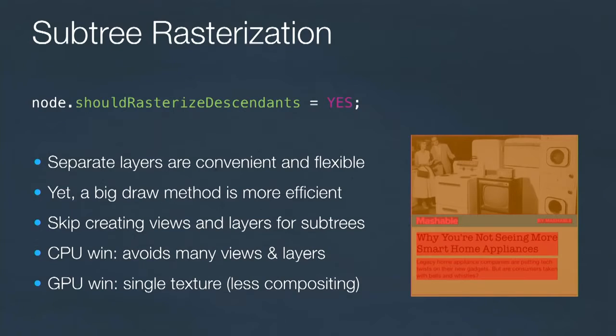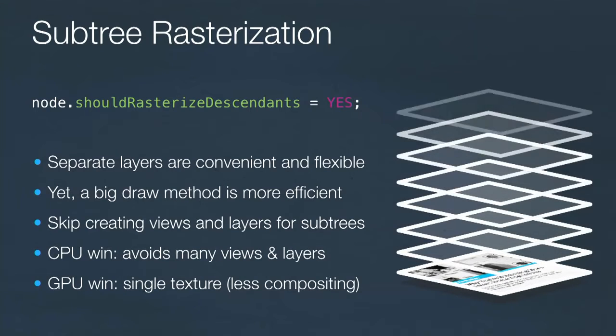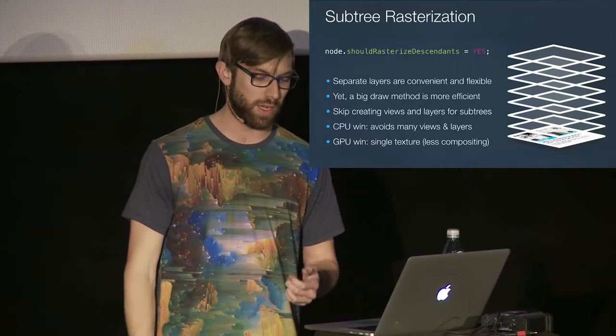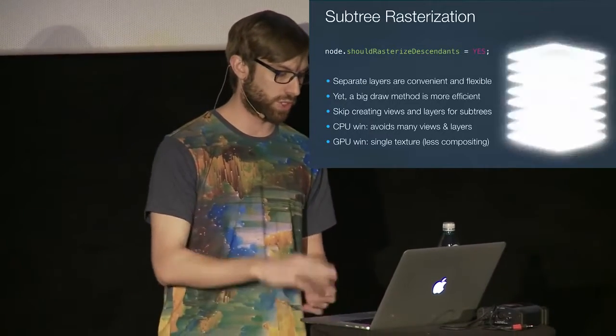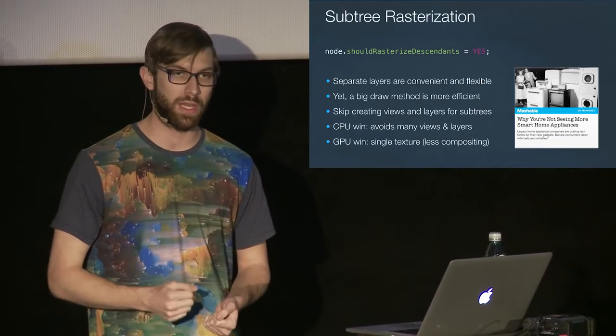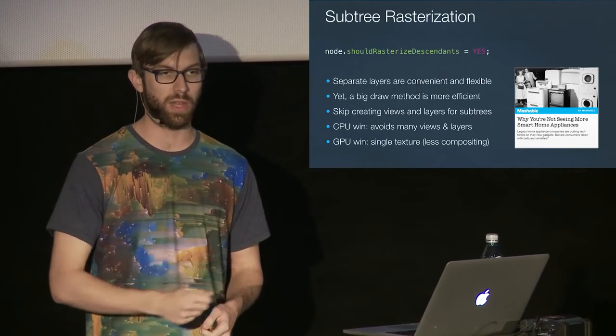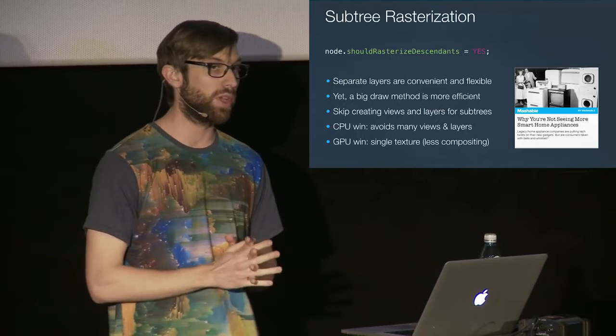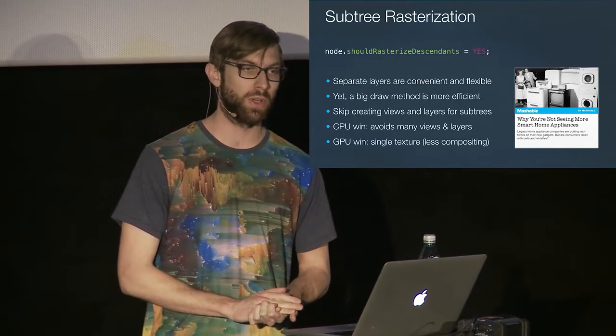Another is subtree rasterization. There are a bunch of pitfalls to using rasterize options on CA layer, but this is a much safer way to compress down a tree of multiple layers that you'd like to have separate so that your layout code has an easier time moving them around depending on the circumstances. But we can set up our rendering pipeline so that we can just compress these down and have a single texture. And what's great about this is that it's both a CPU and a GPU optimization. So we avoid creating layers and views for all of those things, but we also avoid blending on the GPU on each frame.